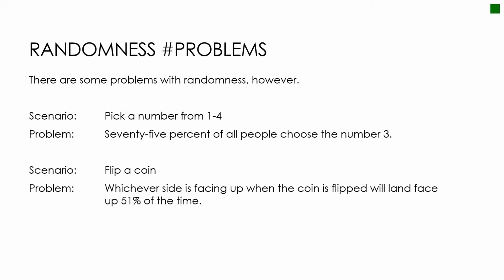We do have a few problems when it comes to randomness, however. If I were to ask you to pick a number from 1 to 4, it is likely that you would pick a 3. Most people pick a 3, the majority. If you flip a coin, does it always come up 50-50? Not necessarily. If you Google this, there are a bunch of different theories in terms of how often heads will come up, or whichever side is facing up, etc. So there are a lot of different theories, but it's possible that it's not completely random based on the weighting of the coin.